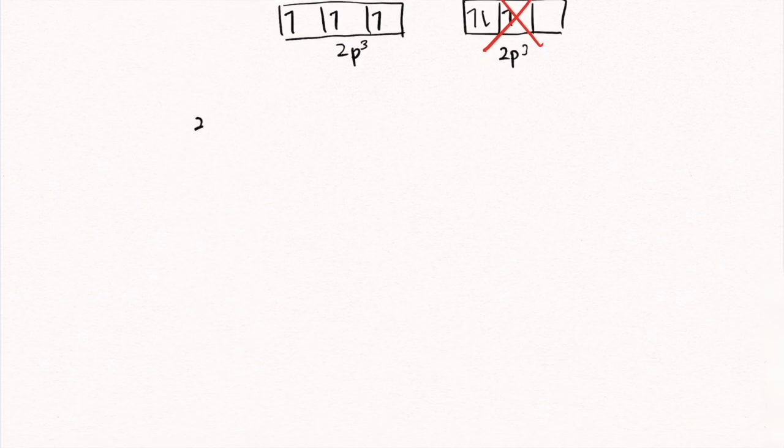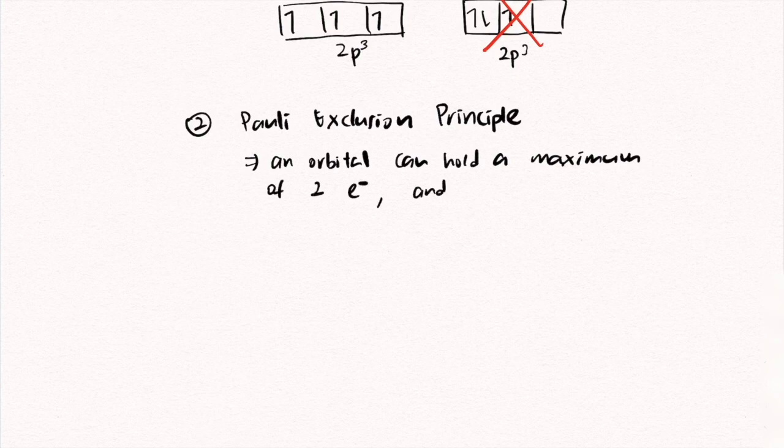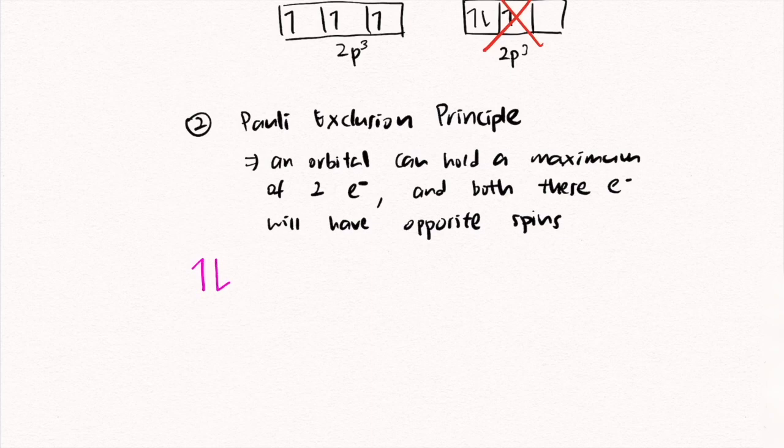The second rule would be the Pauli exclusion principle. This rule states that an orbital can hold a maximum of 2 electrons, and both these electrons will have opposite spins. As you would have seen from the drawing above, we represent electrons using a half arrow. When we draw an orbital with 2 electrons, we draw it such that both arrows are in opposite directions. This indicates that both electrons have different spins. Again, this is to minimize repulsion.